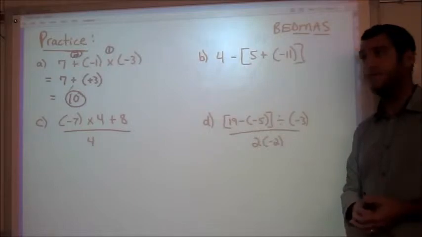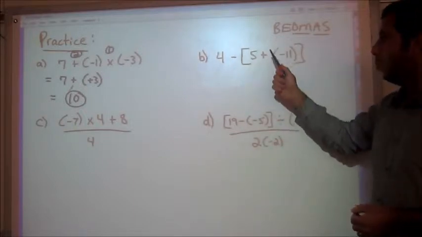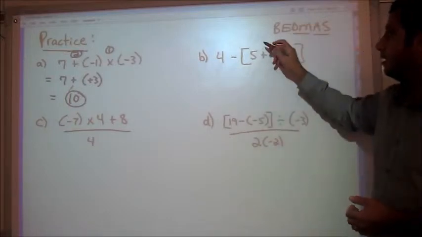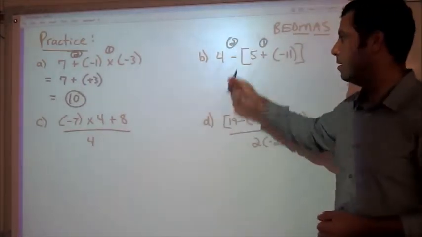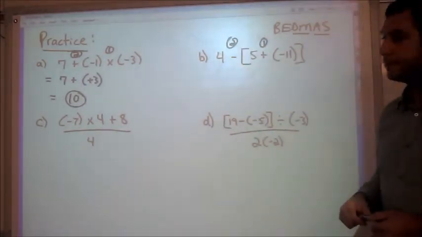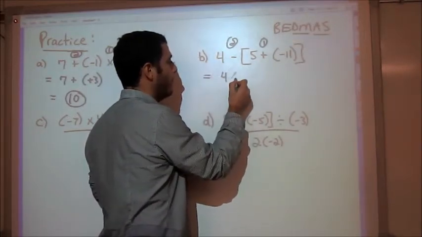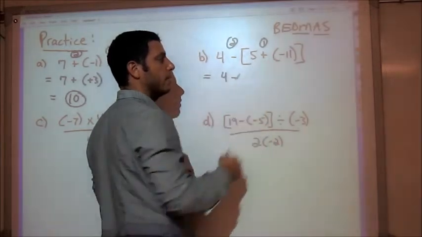How about question B? 4 minus 5 plus -11. Now in this problem, we do have a set of brackets with an operation inside. So that will be the first operation to consider. The second will be subtraction. So again, let's rewrite this expression. 4 minus, that'll be the second thing we do, 5 plus -11.